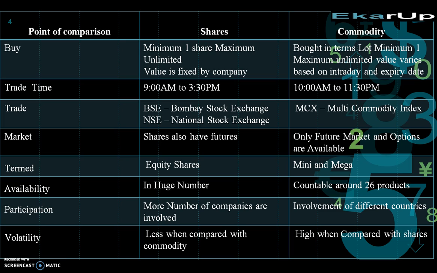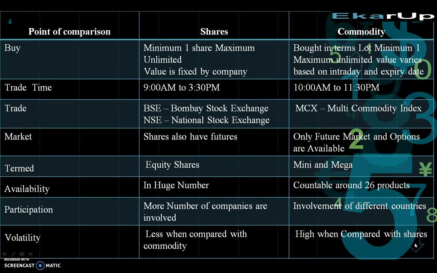When you see the difference between markets, shares also have futures, and in case of commodity only the futures market and options are available. In case of shares they are termed equity shares, whereas commodities are categorized into two, that is mini and mega. As for availability, shares are in huge number, whereas commodities are countable, around 26 products.